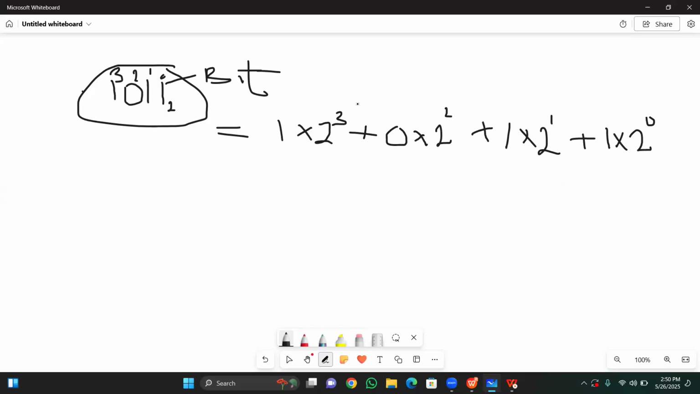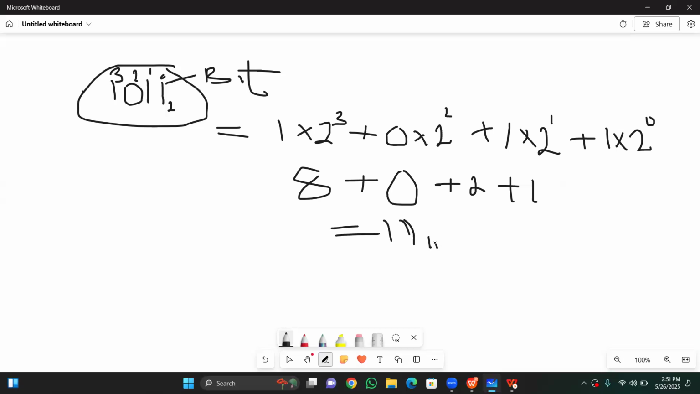So we will look at it. 2 raised to power 3 is 8. 1 times 8 will give you 8, plus 2 raised to power 2 will give you 4. But 0 times 4 is 0. Then plus 2 raised to power 1 will give you 2. 1 times 2 will give you 2. Then plus 2 raised to power 0 is 1. 1 times 1 will give you 1. So in total, we are going to have 8 plus 0, which is 8, plus 2, which is 10, plus 1. So this is equal to 11. So now this is 11 in base 10.